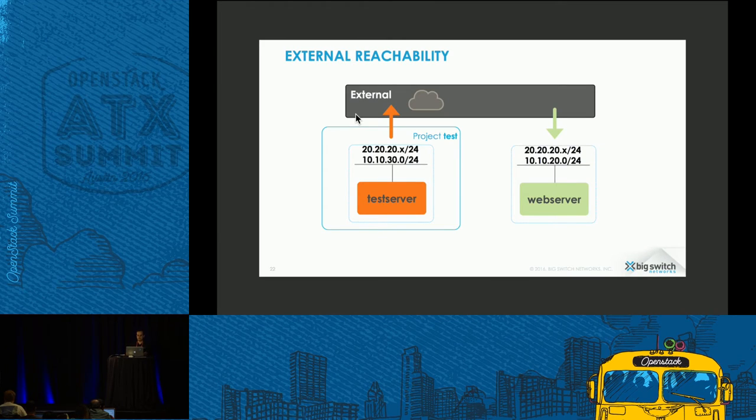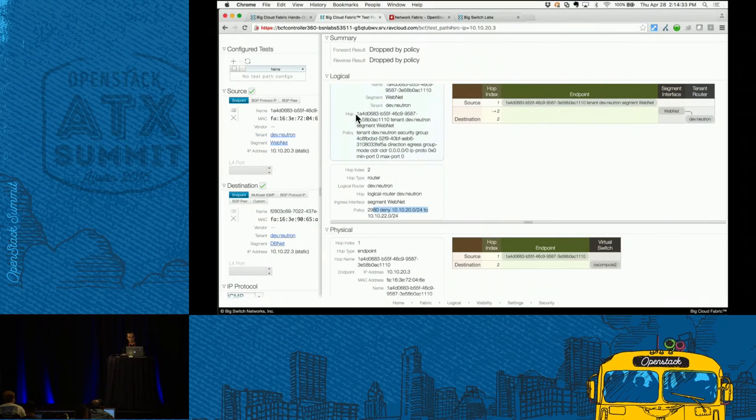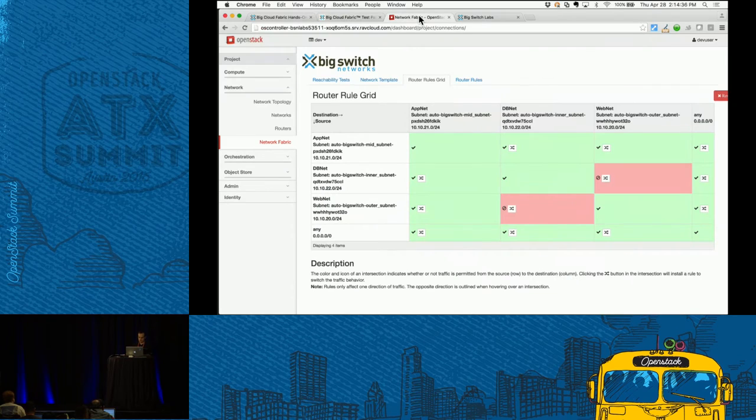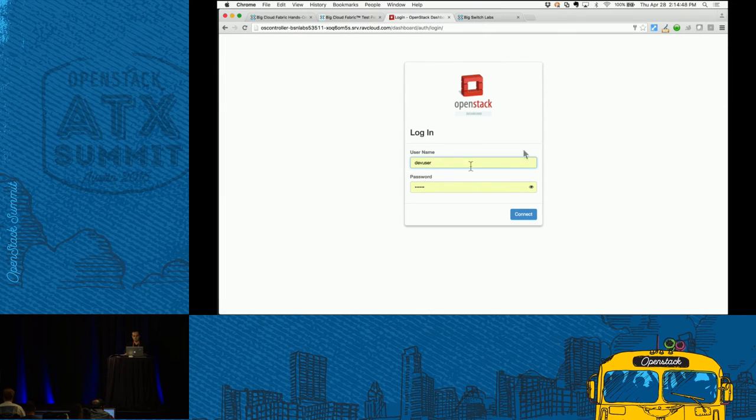So in the last part, let's try to see if we can externally reach our publicly facing web server. So go back to Horizon and log out from dev user. And let's go to the test project, see if we can ping the web server. So log in as test user. And the password is BSN123, again.